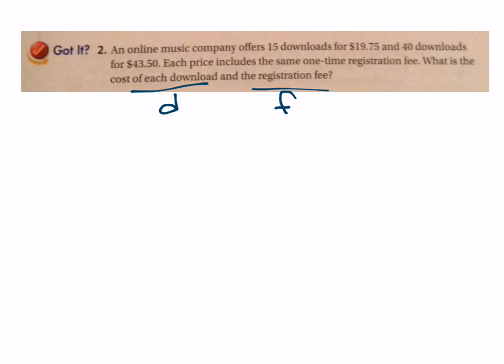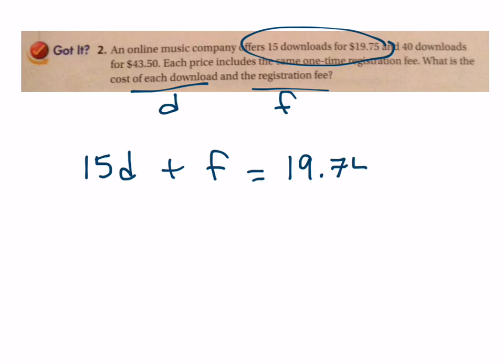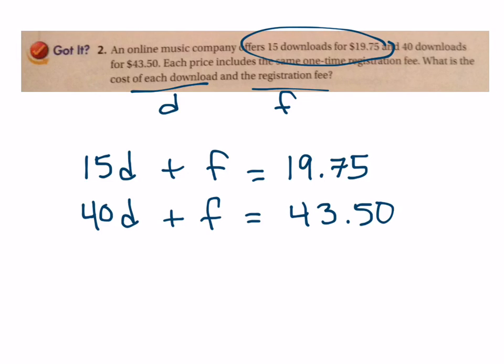Okay, so 15 downloads is $19.75. So 15 downloads times whatever the cost for one of those is, plus the fee, equals a total of $19.75. Okay, and then 40 downloads, 40 times whatever the cost of a download is, plus a fee, and the total cost is $43.50. All right, and that's it for that one.